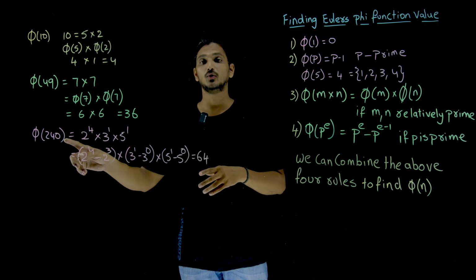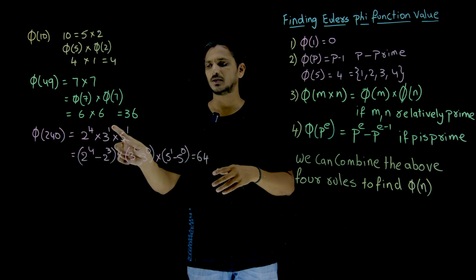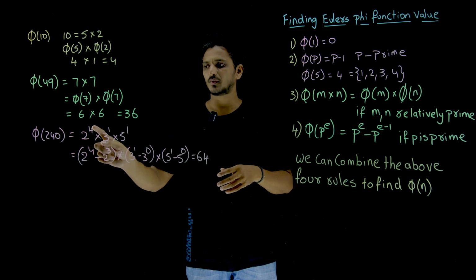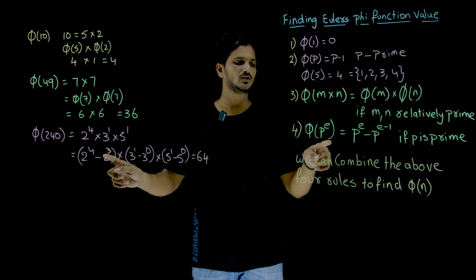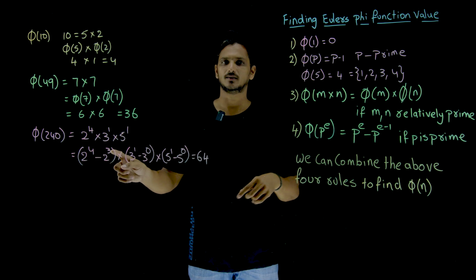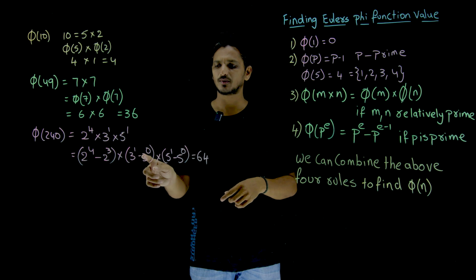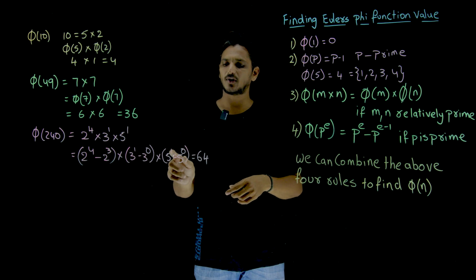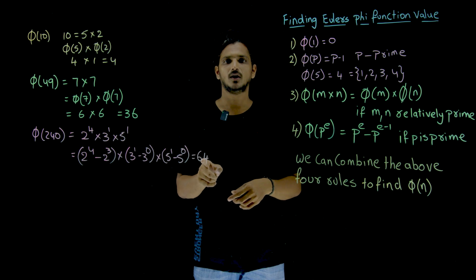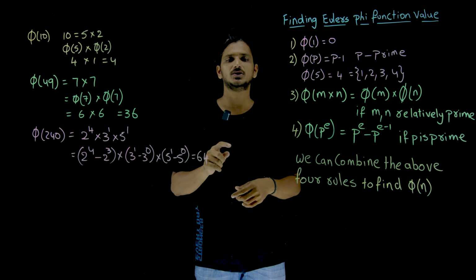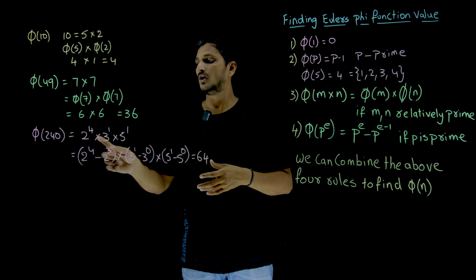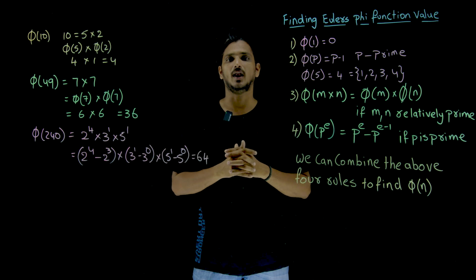Similarly, phi of 240. 240 can be written as 2 power 4 multiplied by 3 power 1 multiplied by 5 power 1. 2 power 4 can be written as p power e, so we are going to use the fourth formula. 2 power 4 minus 2 power 3, that is e minus 1. Similarly, this can be written as 3 power 1 minus 3 power 0, and 5 power 1 minus 5 power 0. When you multiply all this, you get 64. So phi of 240 is 64. Like this, using these four formulas, we are able to identify the Euler's phi function value.